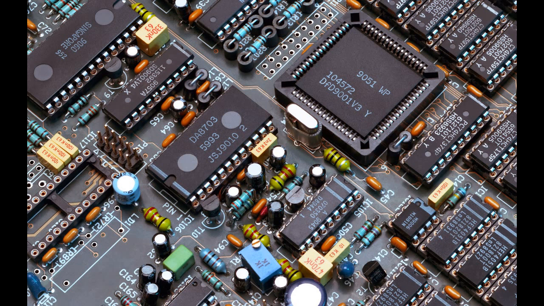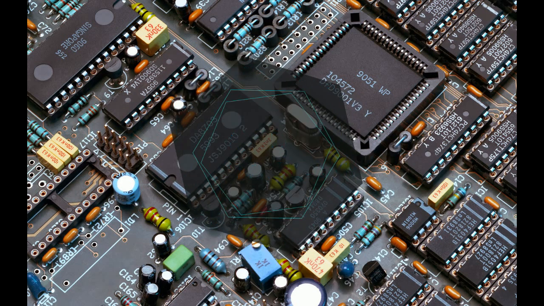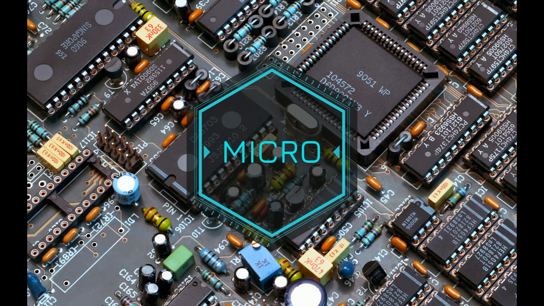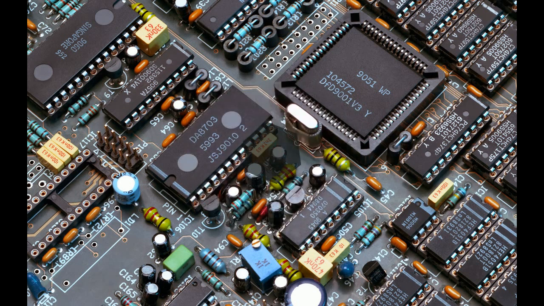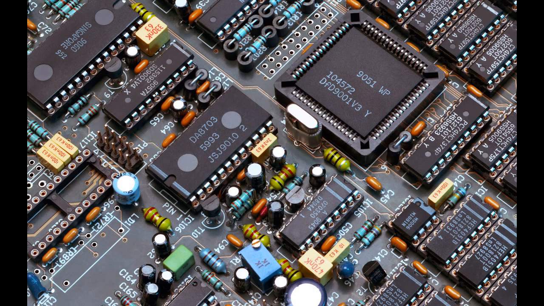Let us start this lesson by defining the word microcontroller. As you notice, the word is a combination of two words. 1. Micro, which means small. 2. Controller, which means it controls something. Later in the lesson, we will learn what kind of objects a microcontroller can manage.